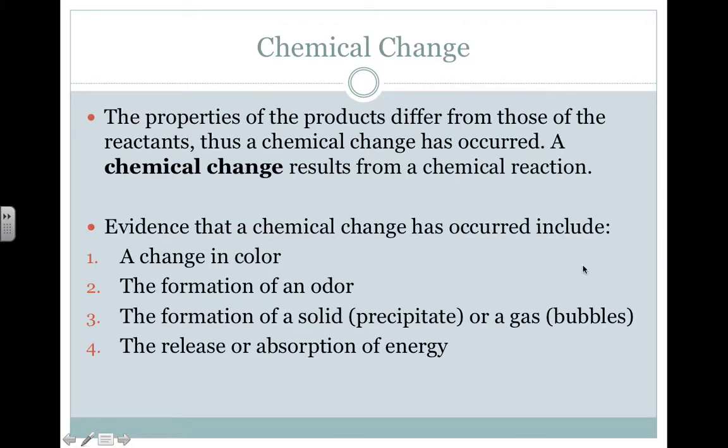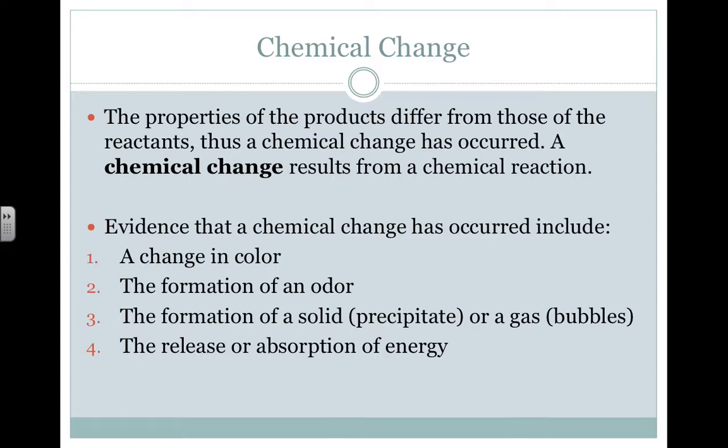So again, just going back, we've talked about what a chemical change is. When the properties of the products differ from those of the reactants, a chemical change has occurred. We take the reactants, and the end result, the products, is different. So a chemical change is going to result from a chemical reaction, and we're talking about chemical reactions.